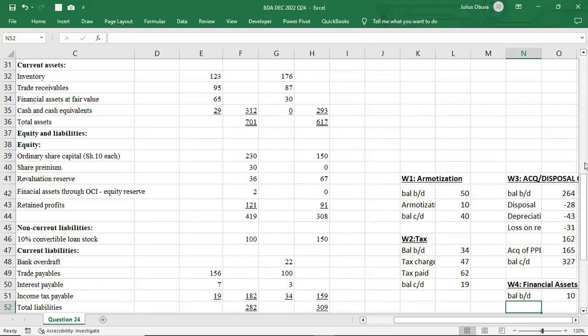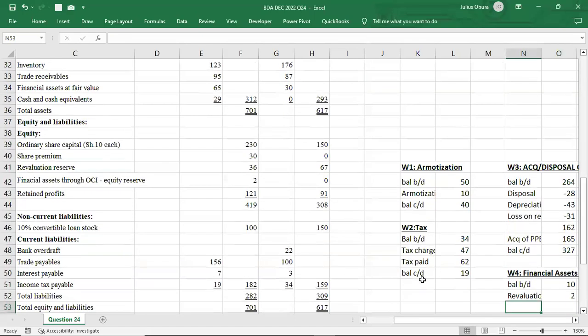And then do we have revaluation gain or loss? Yeah, we have financial assets through OCI, equity reserve. We have 0 to 2. That's the revaluation gain. Yeah. So we have here a revaluation gain of 2.